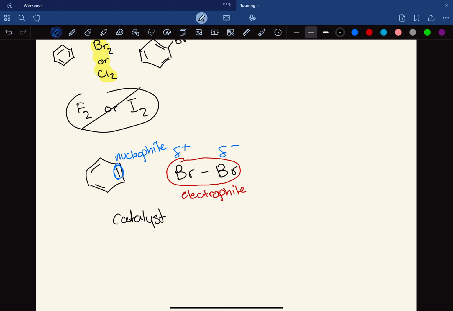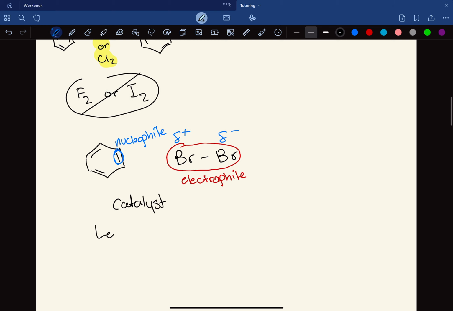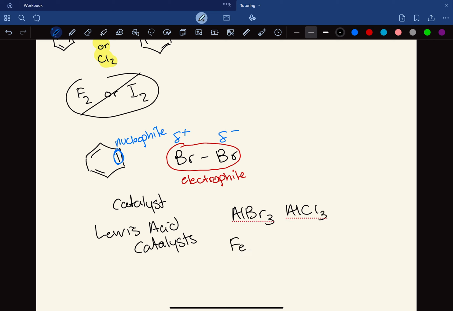And the catalysts used for aromatic electrophilic substitution are Lewis acid catalysts. And Lewis acid catalysts are metals bonded to a halogen, so AlBr3, AlCl3, FeBr3, FeCl3, etc. So there's multiple other Lewis acid catalysts, but these are just some to name a few.